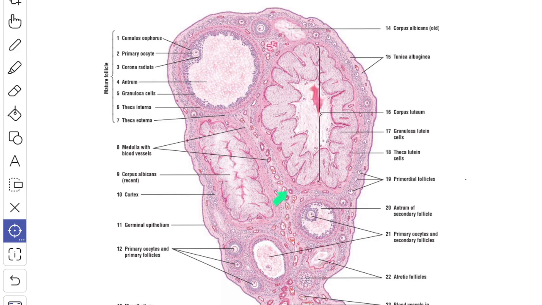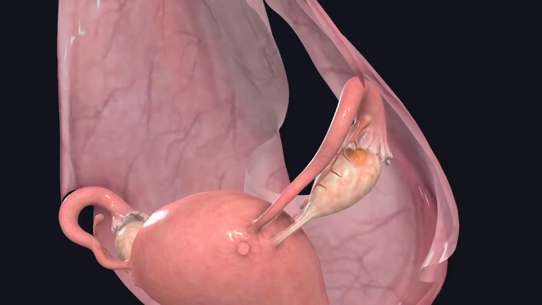Then you have the medulla. So this is the medulla, and this is devoid of follicles and consists of connective tissue, unstriped muscles and numerous blood vessels. And after menopause, the cortex is fibrotic and contains numerous corpora albicans. Next we'll see about the uterine tubes.